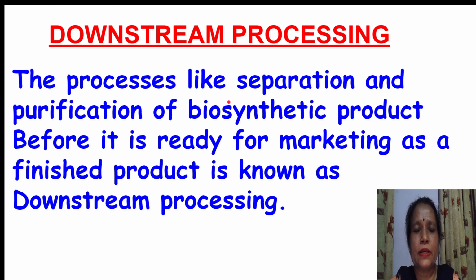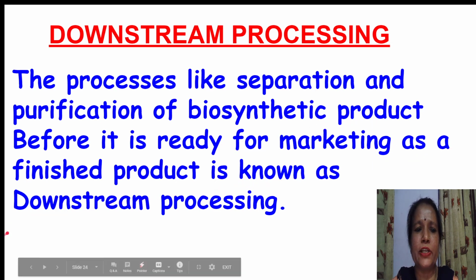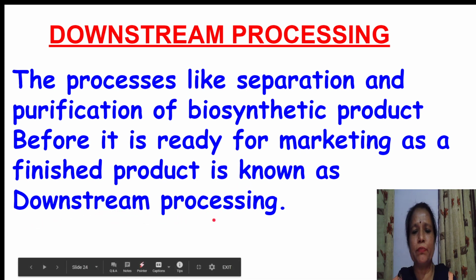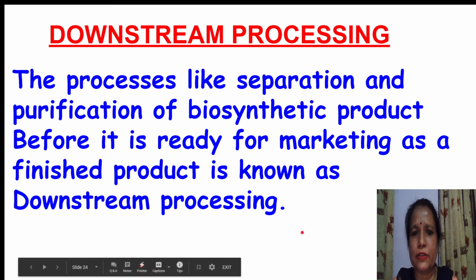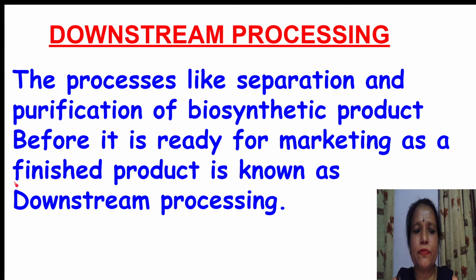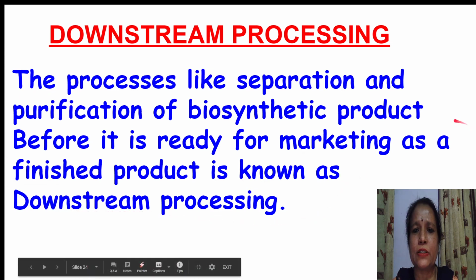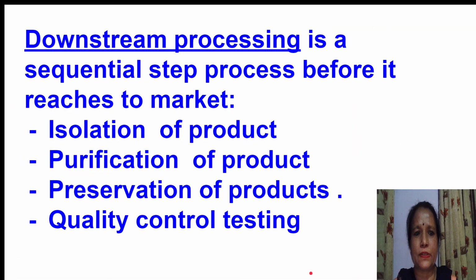The next process is downstream processing. Processes like separation and purification of biosynthetic products before they are ready for marketing as a finished product are known as downstream processing. So downstream processing helps us to obtain the desired proteins, and these proteins are to be separated and purified. Then they are utilized or sent to the market. All these processes after the formation of the desired product are known as downstream processing.